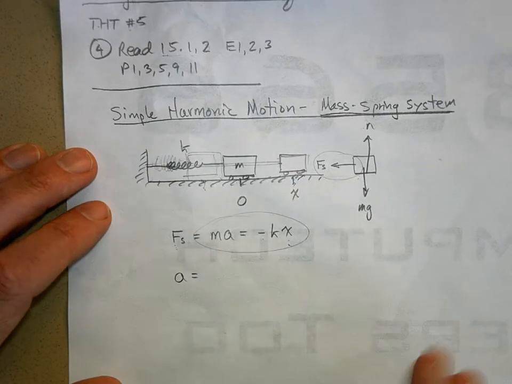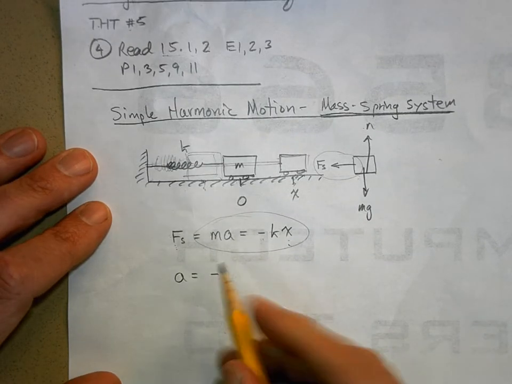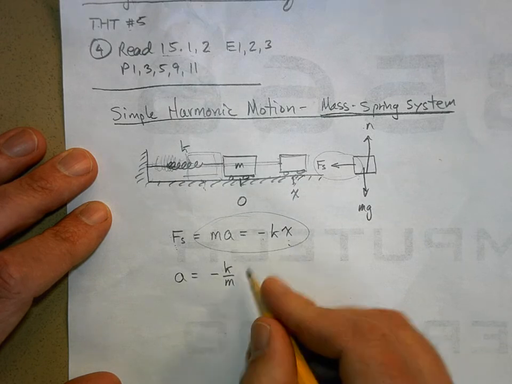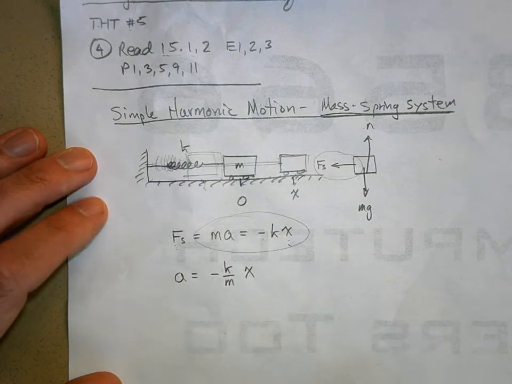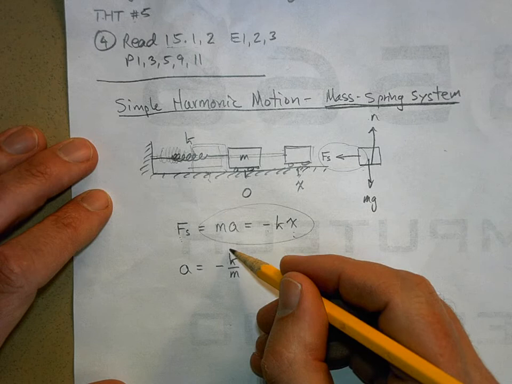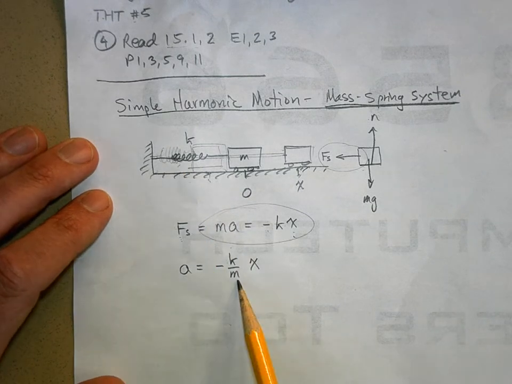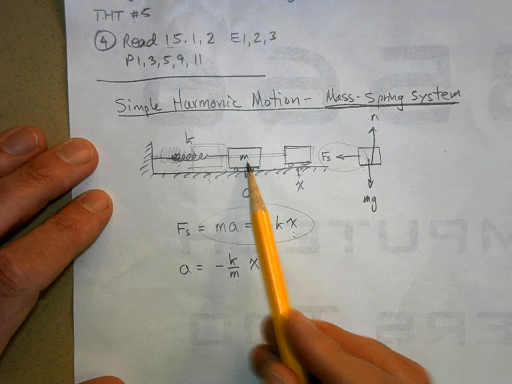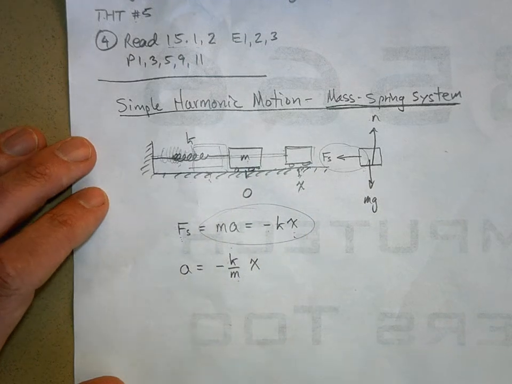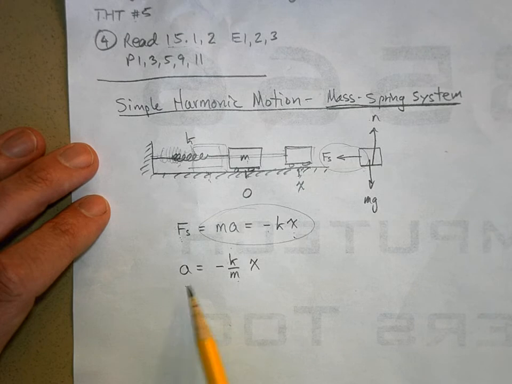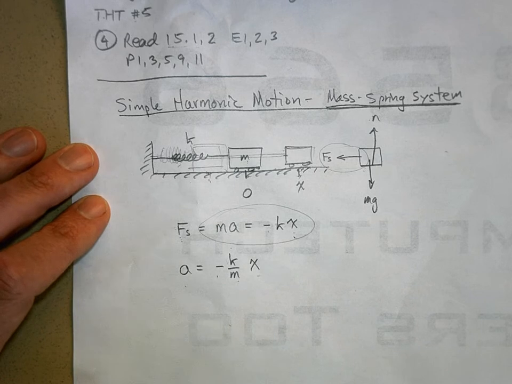a is equal to negative k over m times x. Now, k is a spring constant. It doesn't change with time. And mass doesn't change with time. Right? So here's what we've got. The acceleration is directly proportional to the position, but in the opposite direction.